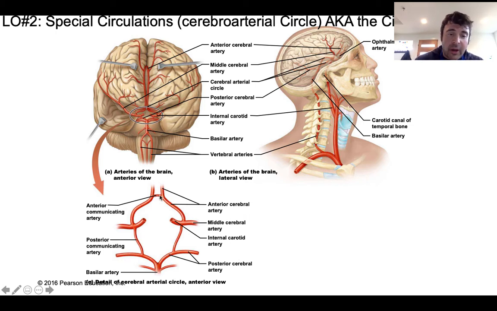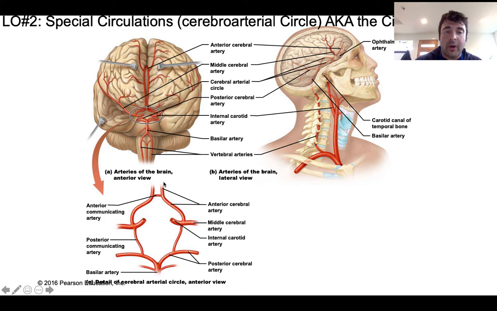These blood vessel networks are connected by what are called the communicating arteries. You have this very small little artery that connects the two anterior cerebral arteries called the anterior communicating artery. And then you have this one back here which connects the posterior cerebral to the middle and internal carotid, called the posterior communicating arteries.